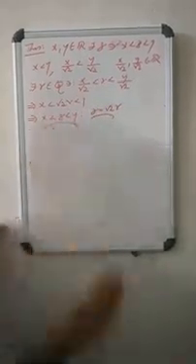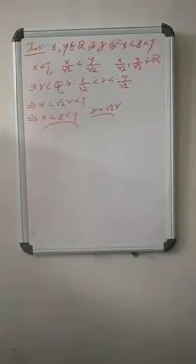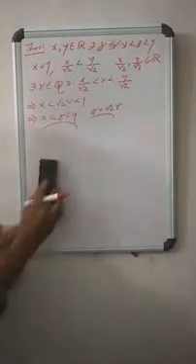So this is the density theorem of irrational numbers. Between any two real numbers there exists a rational number. Between any two real numbers there exists an irrational number. This is the density theorem of irrational numbers.